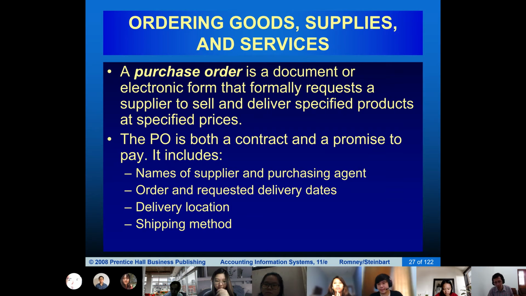When did you order it? When should it be delivered? Delivery location, city of Yogyakarta, for example. And shipping method. Will the customer pick up the product, or will the supplier deliver the product? And details of the items ordered.